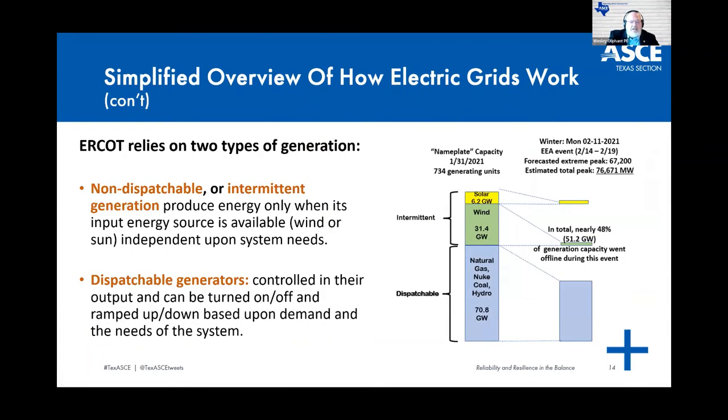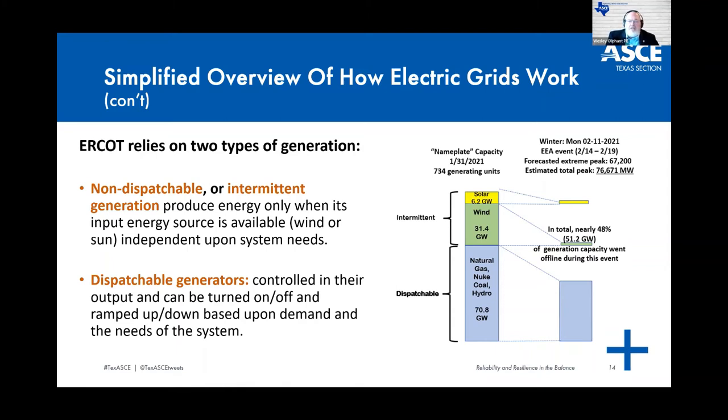The next slide is ERCOT. Really all operators and all of the different interconnects rely on two types of generation. And this was also covered in the first webinar, but again, worth repeating, because it's how the grid works. Non-dispatchable or intermittent generation is generation capacity that's available only when the energy source is available. Wind and solar generation is an example of that. It is only available when the wind is blowing or the sun is shining.